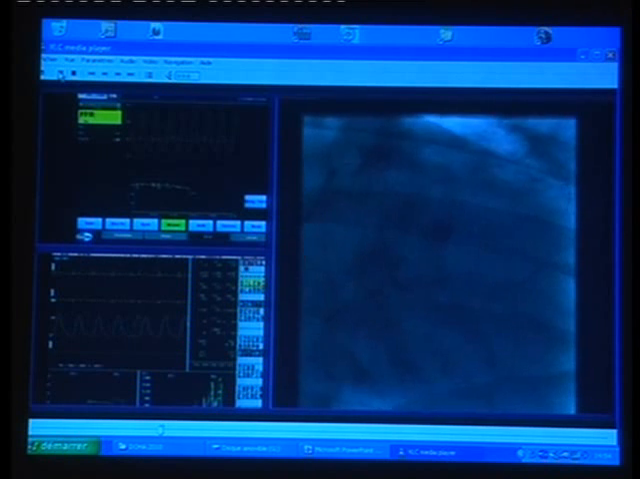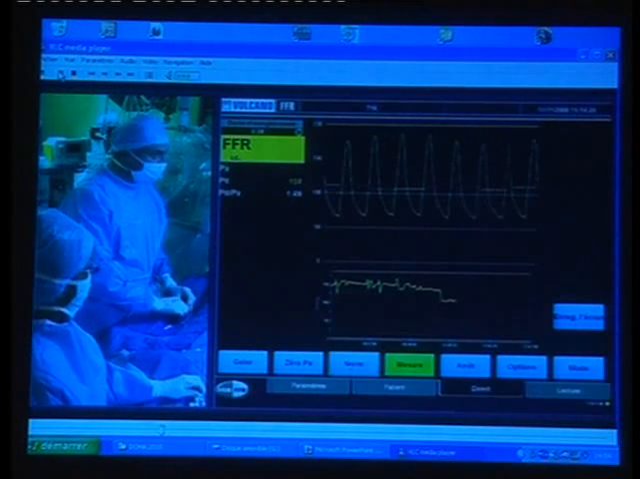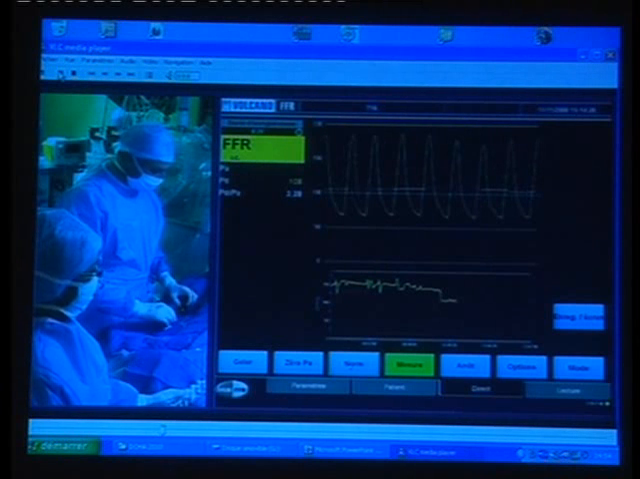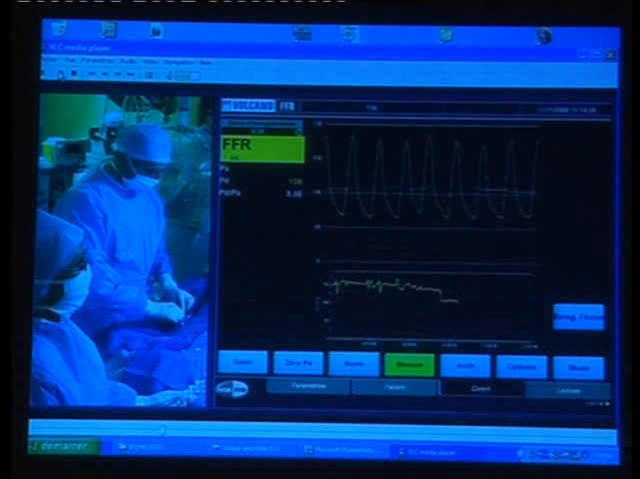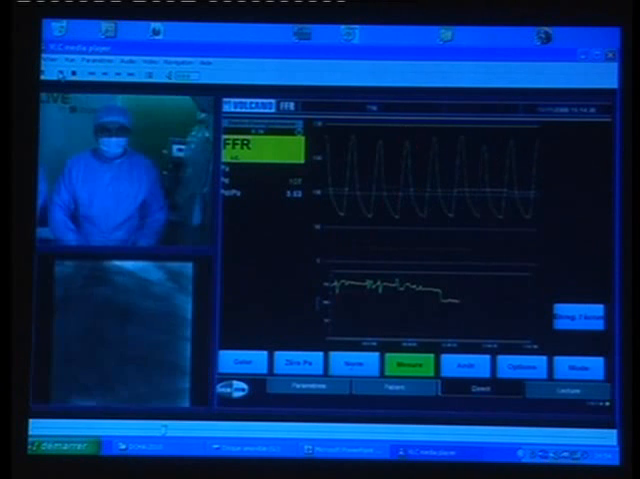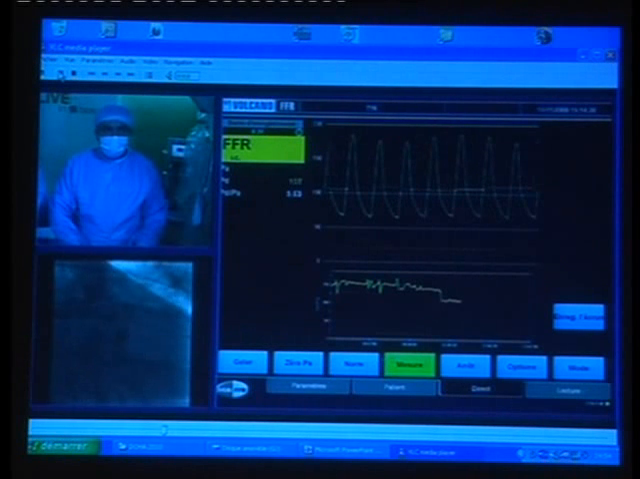We will advance gently the FFR wire through the marginal branch. You can see that there is no difference between the pressure obtained in the guiding catheter and the pressure obtained in the pressure wire. Probably I am not in. Okay.